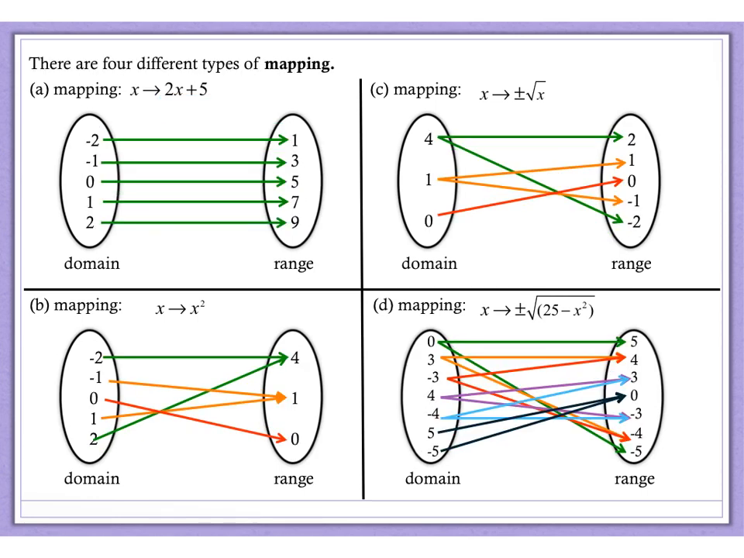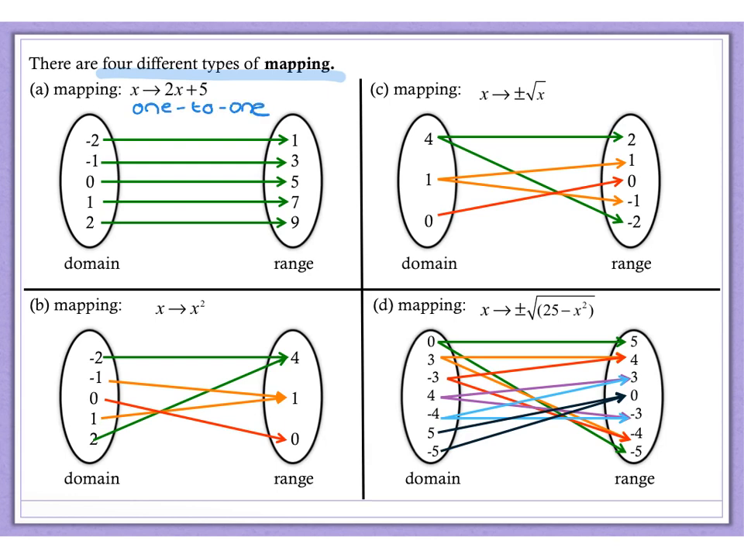Here you can see the examples that we have just completed, and in thinking about this, you will hopefully have noticed that there are 4 different types of mapping, each represented by the 4 examples that we did. The first example, part A, x maps to 2x plus 5, this is what we would call a one-to-one mapping.